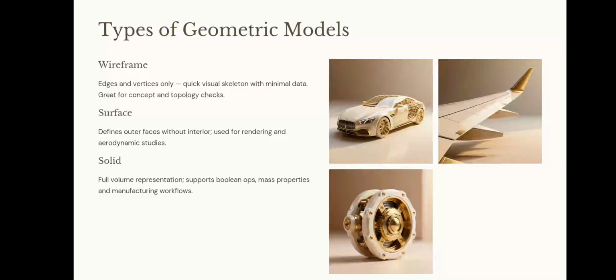Types of geometric models: wireframe, surface, and solid. Wireframe, edges and vertices only. A quick visual skeleton with minimal data, great for concept and topology checks.